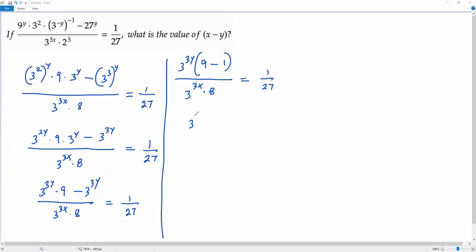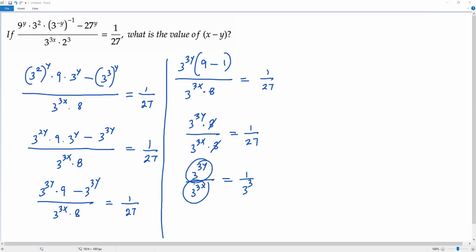Okay, here 3 to the power of 3y times 9 negative 1 is 8, divided by 3 to the power of 3x times 8. On the right side, we have 1 over 27. This 8 will cancel out. Okay, here on the left side, we have 3 to the power of 3y divided by 3 to the power of 3x. On the right side, 1 over this 27 can be written as 3 to the third power.